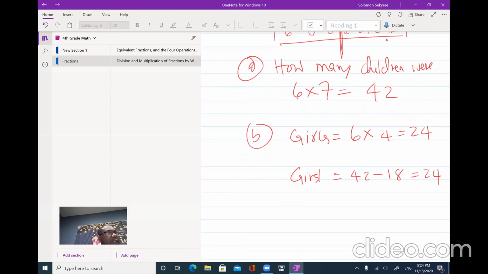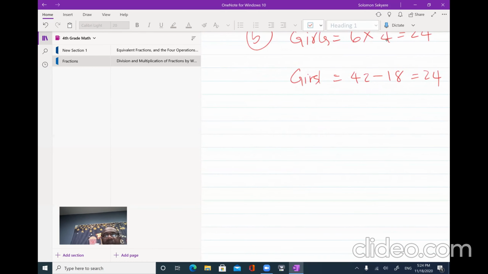Okay, let's go to the next page, so we are going up to page 109. Okay, let's go to page 106.